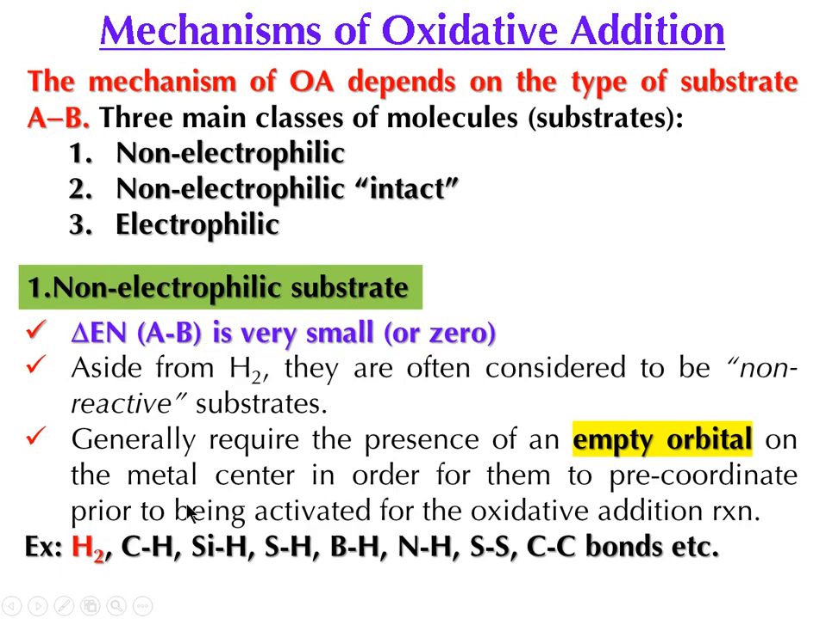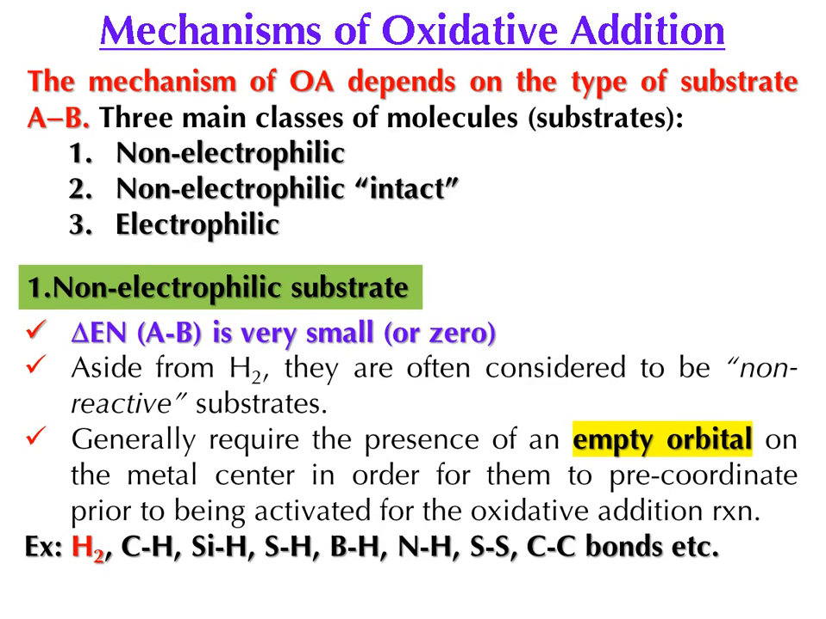The non-electrophilic substrates known in the oxidative addition are H2, C-H, Si-H, S-H, B-H, N-H, S-S, and C-C bonds. And if we look at the difference of electronegativity, we can deduce that it is very small, except in the case of N-H. Aside from hydrogen, all these bonds are considered non-reactive in this type of reaction. In the family of the non-electrophilic substrates, we consider only the reactive molecule hydrogen.